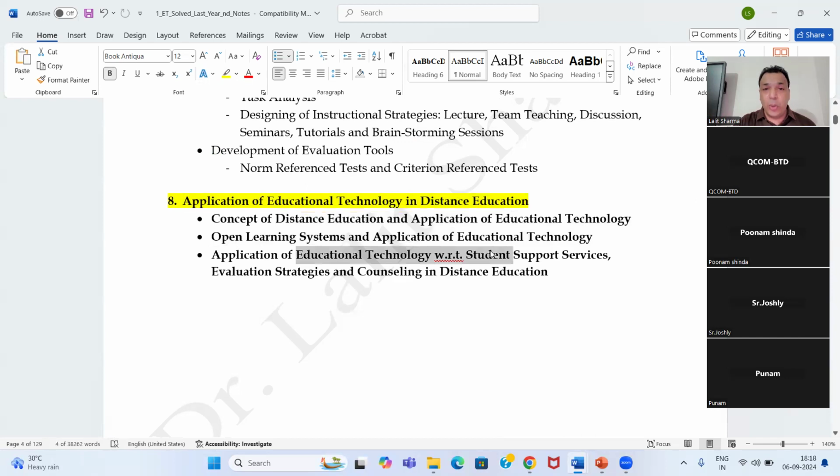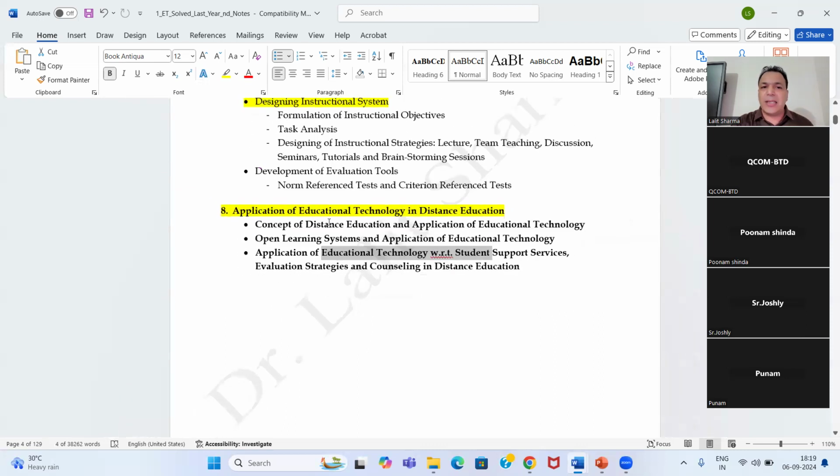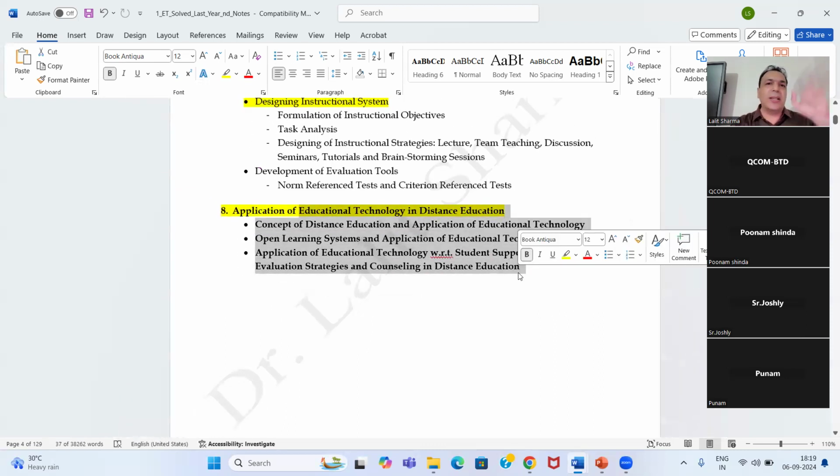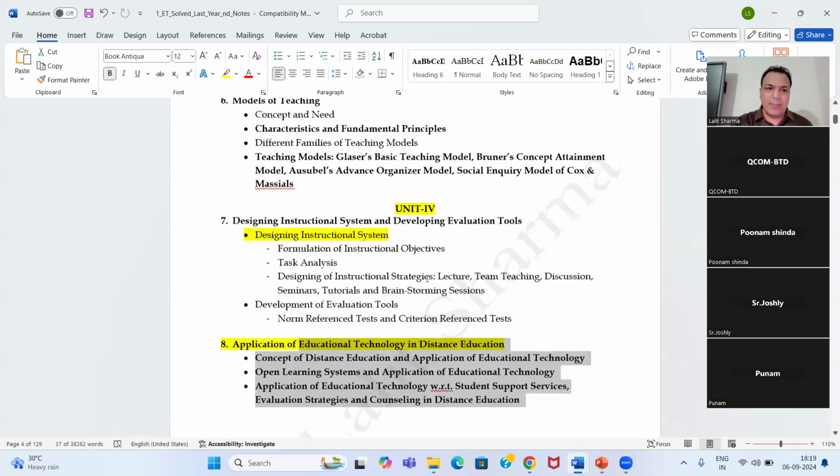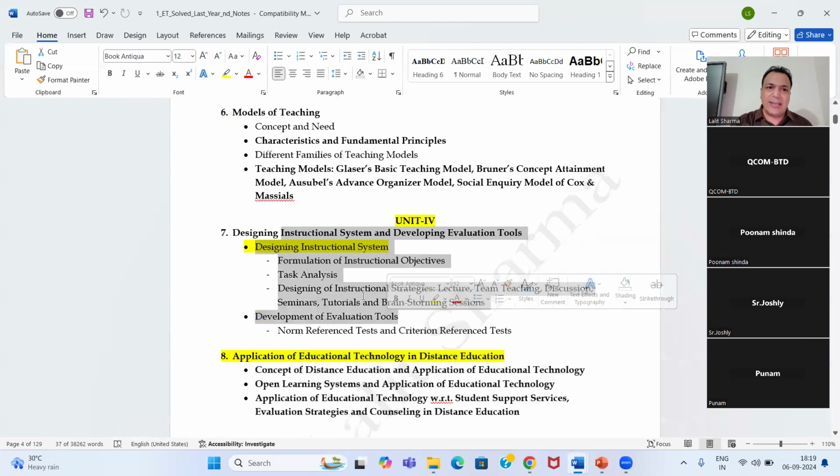Second, open learning system. Third, use of ET, applications of ET with respect to student support services, evaluation strategies, or counseling in distance education. So nothing else. Okay. Some papers are general. The 8th point is general. Okay. So you can write general by yourself. Okay. The 8th point is right. And the 7th is again easy.